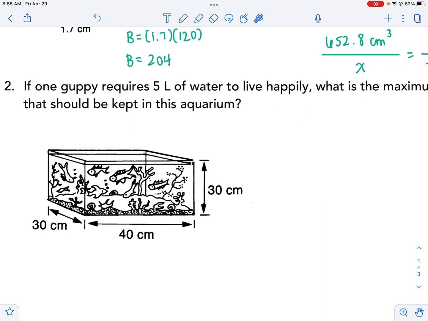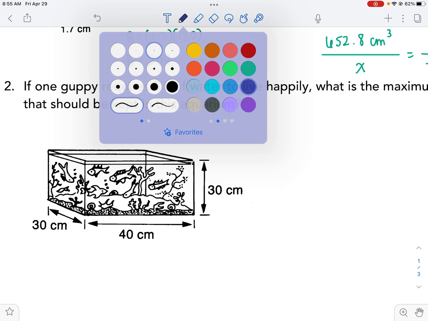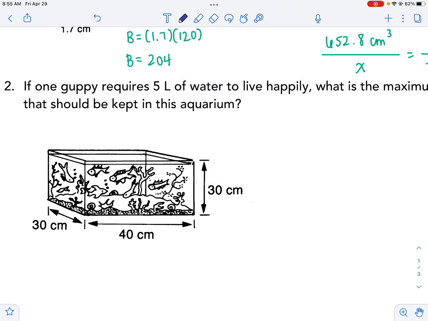So if we look at this shape, rectangular prism, but now I need to figure out if I'm trying to determine the amount of water a fish needs to live, would that be volume or would that be surface area? I want you to think for a minute. Hopefully you figured out volume.